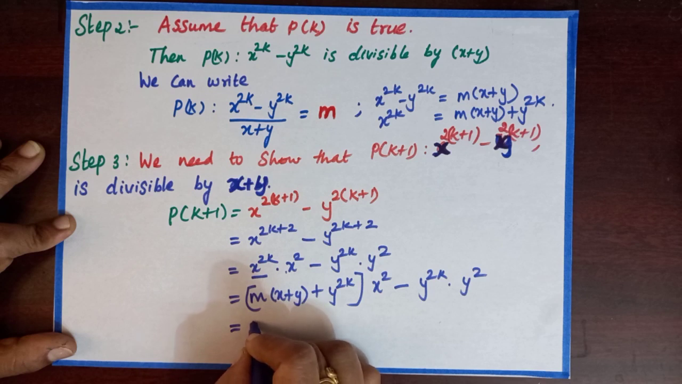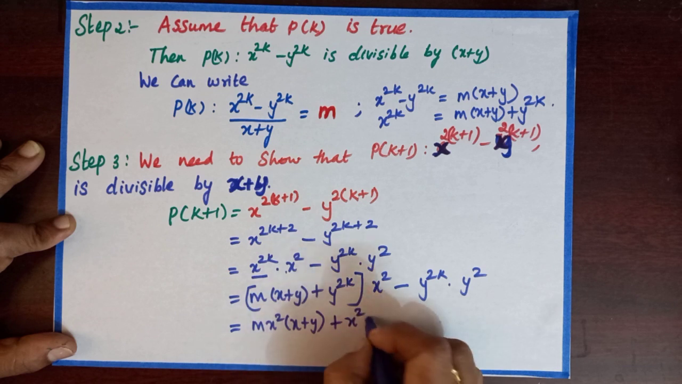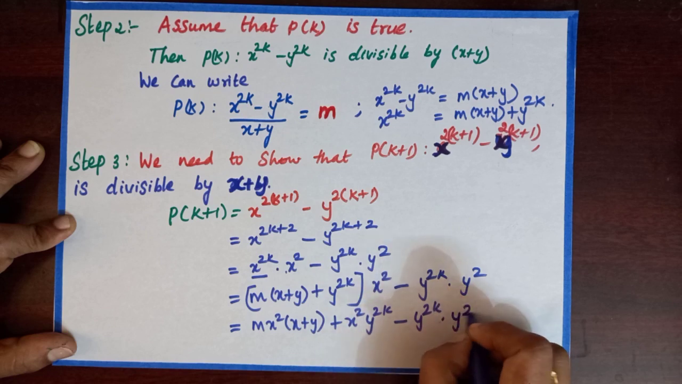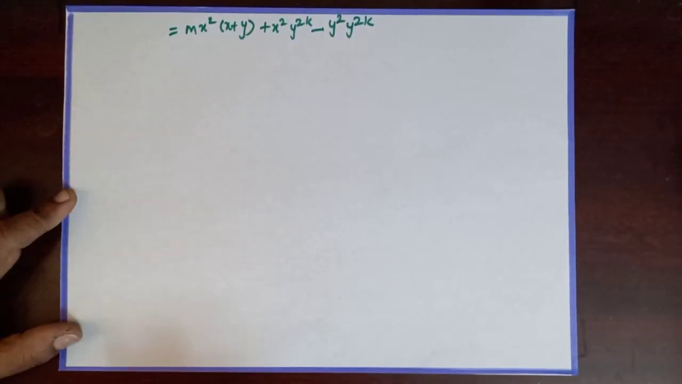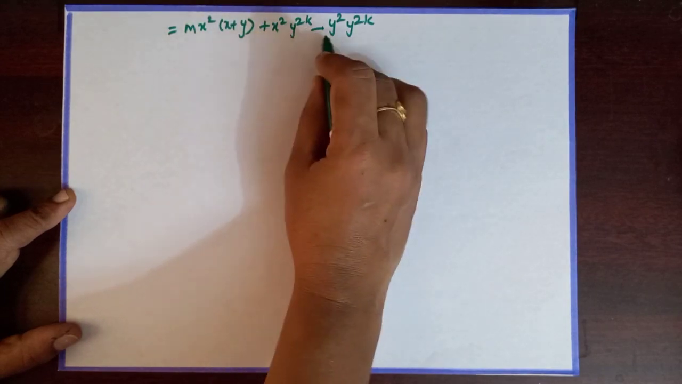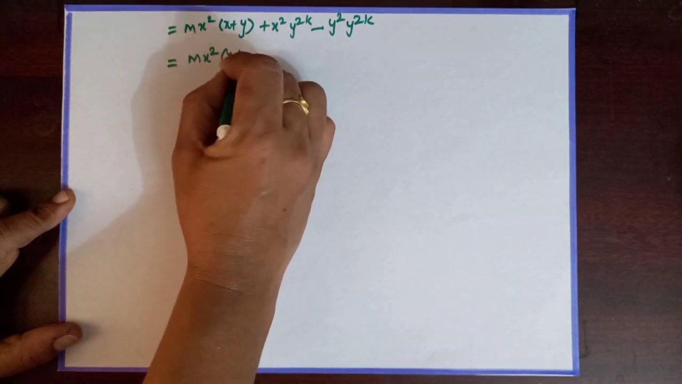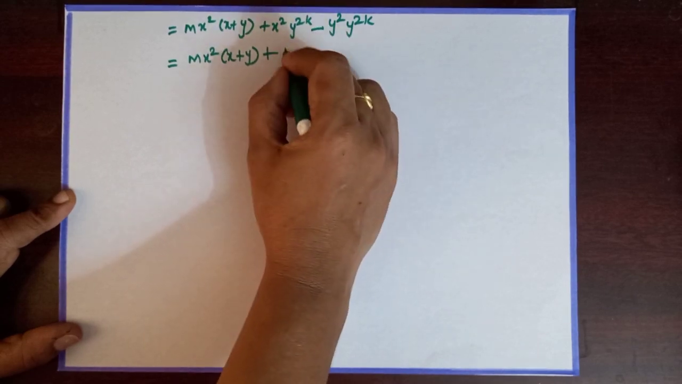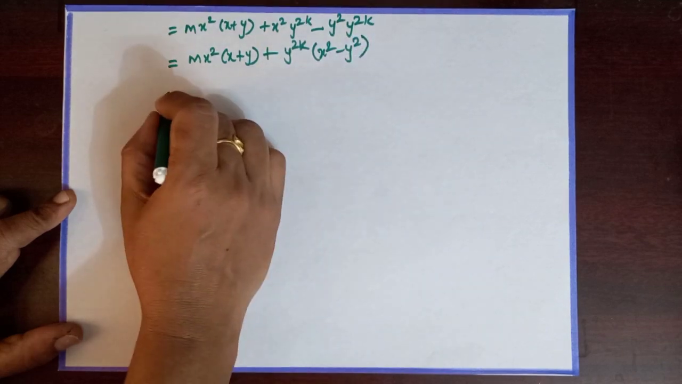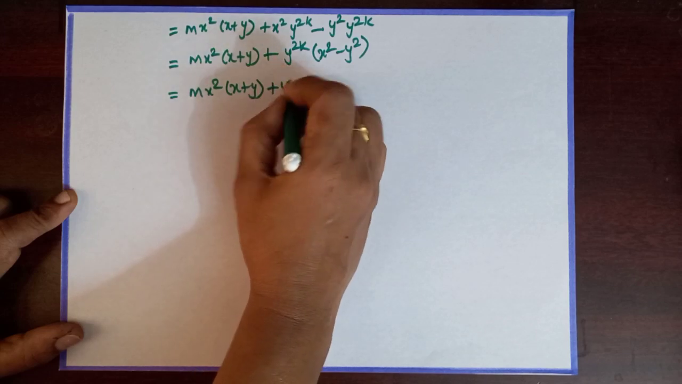Now I am going to multiply x square inside this. Then I'll get m x square into x plus y, x square y power 2k minus y power 2k into y square, which is equal to m x square x plus y, x square y power 2k minus y square y power 2k. In the second and third term, I am going to take y power 2k commonly out. Then we get x square minus y square, which is equal to m x square x plus y power 2k.